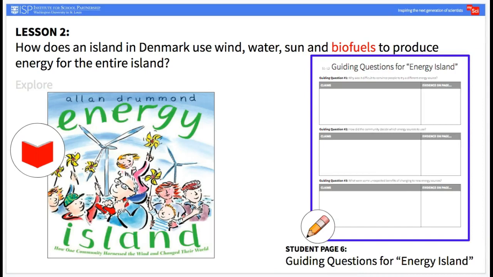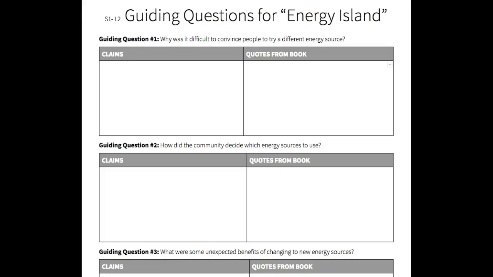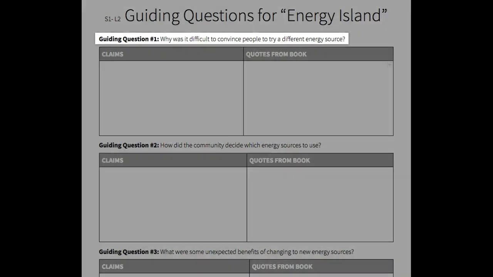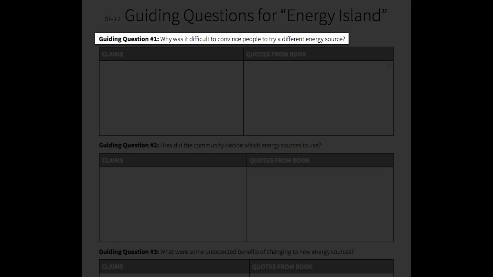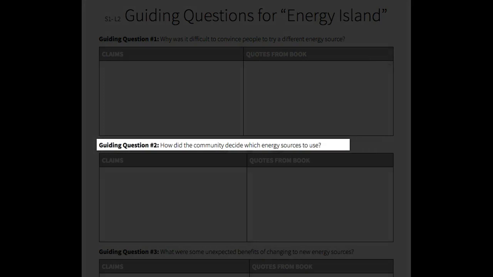In the Explore portion of this lesson, students will read the book Energy Island in groups. Guiding questions to prompt student thinking are located in the student journal. Students will consider why it was difficult to convince people to adopt new sources of energy, how the community decided which energy sources to use, and what the unexpected benefits of changing energy sources were.